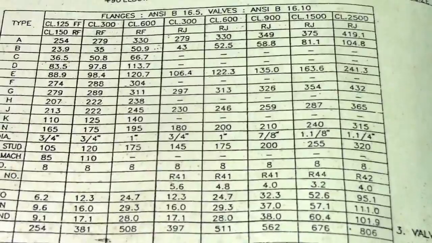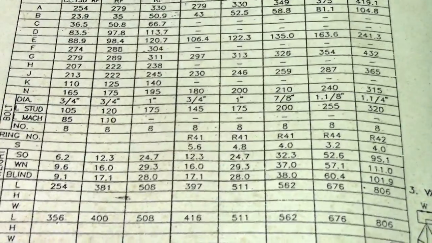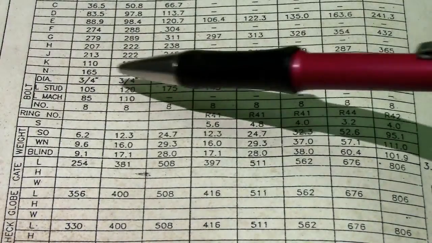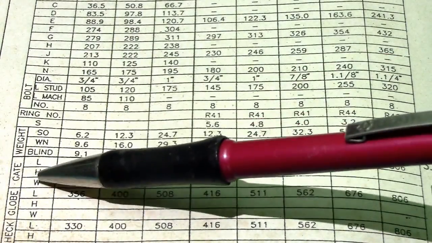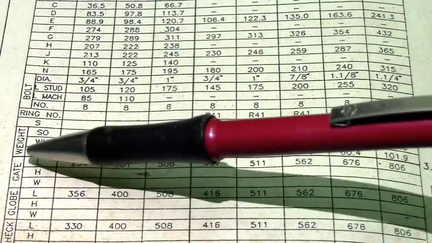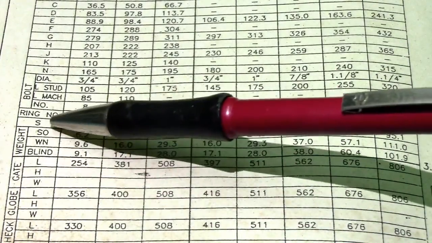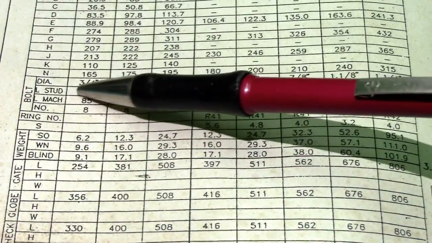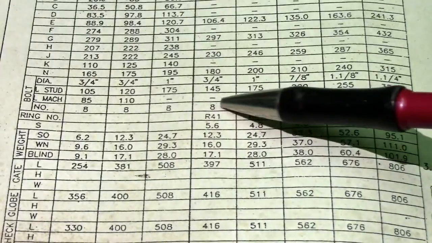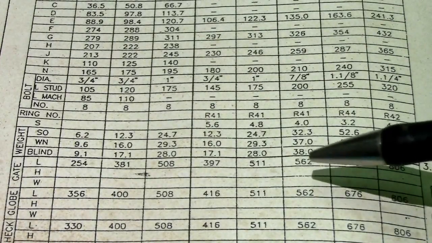Okay, this is it. So we have also weight of bolt, and valves: gate, globe, and check valve. So these are all valves: check valve, globe valve, gate valve, and we have also weight of bolts. They have a diameter of bolt, stud, machine bolt, based on classification of course.